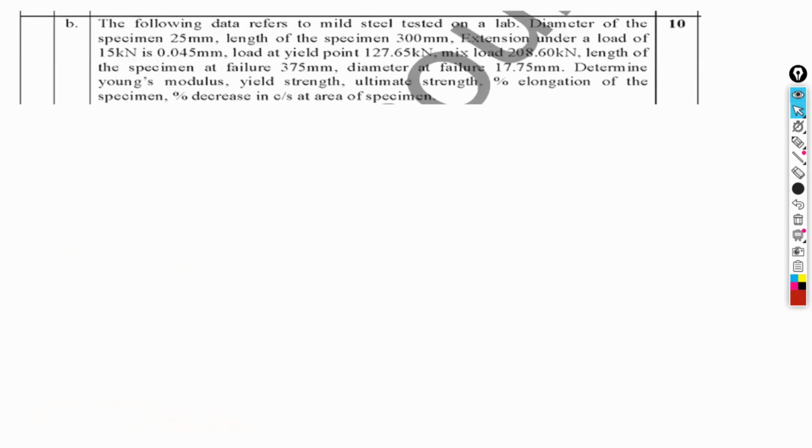So the second question is: the following data refers to mild steel tested in a lab, diameter of the specimen 25 mm. We have to determine Young's modulus, yield strength, ultimate strength, percentage elongation of the specimen, and percentage decrease in cross-section area of the specimen. This is a 10 marks question and a very simple question. First we have to write the given data. Given d naught equals 25 mm, length L equals 300 mm, load P equals 15 kilonewton, change in length delta L equals 0.045 mm.